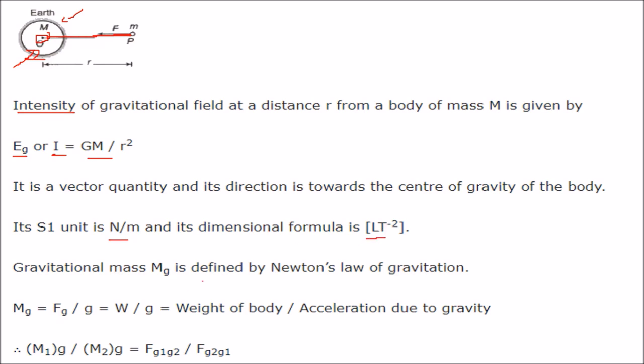The gravitational mass m sub g is defined by Newton's law of gravitation. Always the mass is computed because we know that force equals mass into gravity. To find the mass, it will be F by g, where F is the weight of the body and g is the acceleration due to gravity. This is how we compute the gravitational mass.